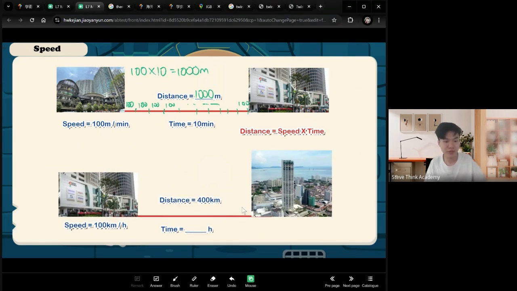And how about the next one? From Montclair all the way to Penang, the distance is 400 kilometers, and the traveling speed is 100 kilometers per hour. We have 1 hour traveling 100 kilometers. And how many hours does it take? We simply use 400 divided by 100 equals 4 hours. It only took 4 hours to reach Penang from Montclair. And this should be how we calculate the time.